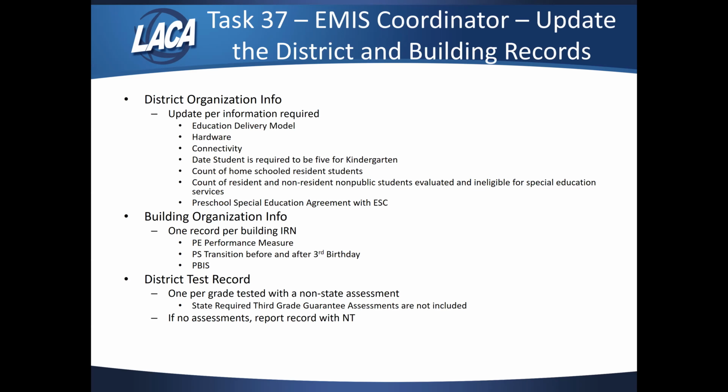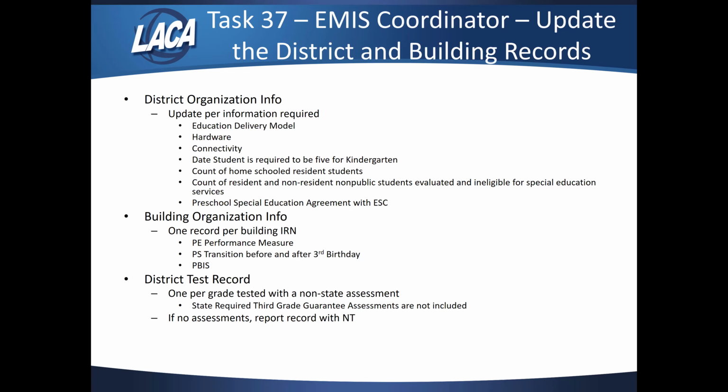The third tab is the building organization record. One record per building IRN. This is where your PE performance measure is entered in. This is also where your PBIS information is entered in. I probably put the PS transition before and after 3rd birthday on the wrong record. I think that should have gone on the district. I put it on the building. I'm not sure if it's the district or the building record.